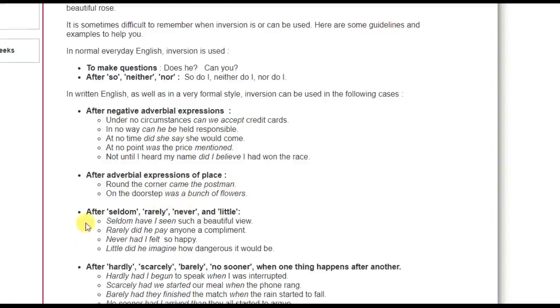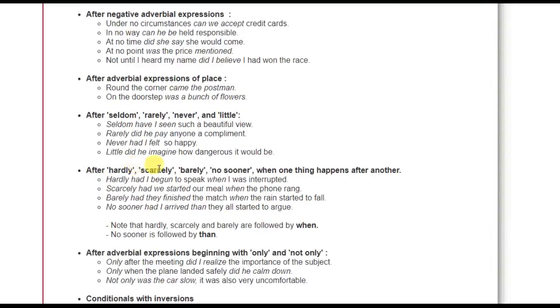After seldom, rarely, never, and little, inversion is used. Seldom have I seen such a beautiful view. It's inversion. The normal word order of this sentence is, I have seldom seen such a beautiful view. After hardly, scarcely, barely, no sooner, when one thing happens after another. Hardly had I begun to speak when I was interrupted.